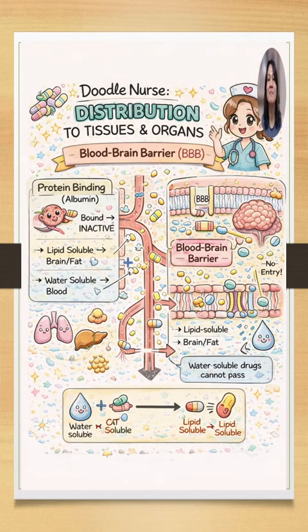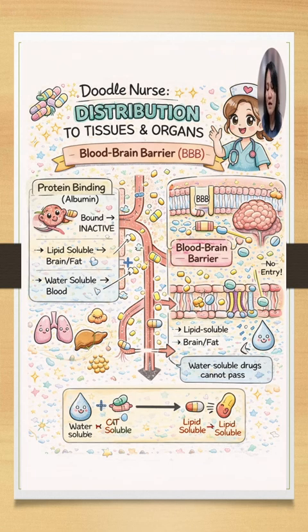Another important concept is the lipid versus water solubility. Lipid soluble drugs can move into tissues such as the brain and fat, while water soluble drugs tend to remain in the bloodstream. A major structure involved in distribution is the blood brain barrier, or BBB. This barrier protects the brain by restricting what substances can enter. Only lipid soluble drugs can cross the blood brain barrier easily, while water soluble drugs cannot pass through, which limits their effects in the central nervous system.